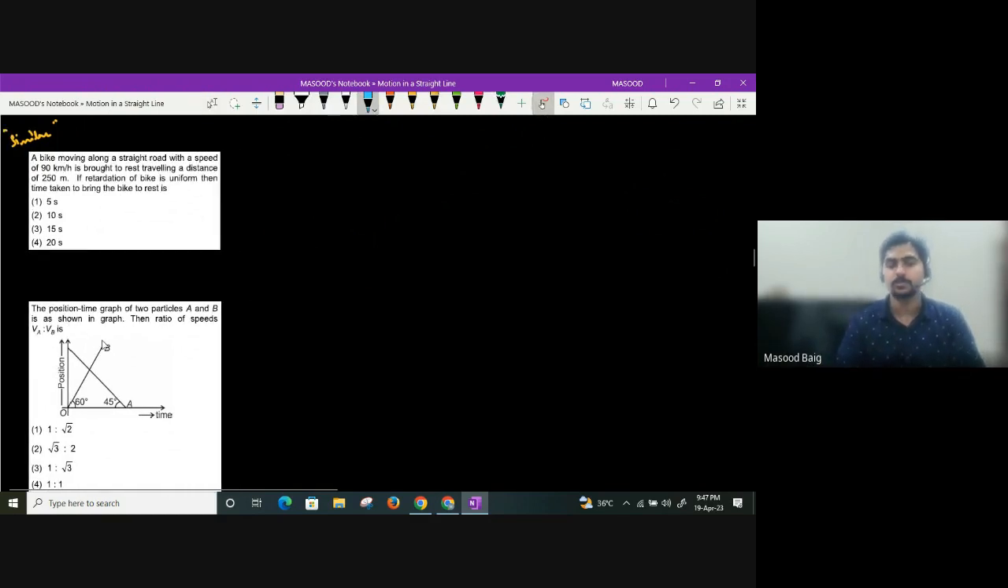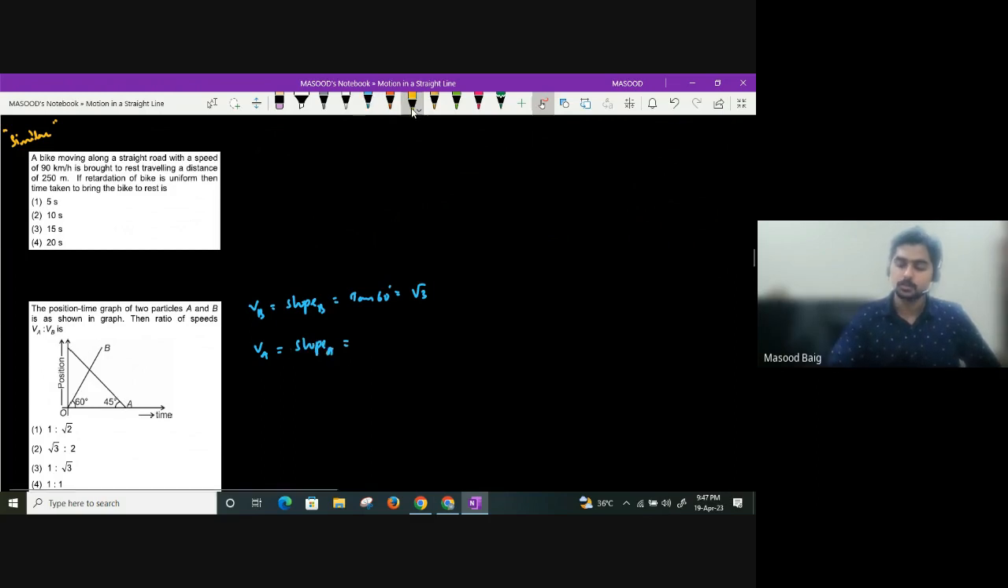A position-time graph is given. They are asking the ratio of speeds. For B, the position-time graph is given. How will you find the speed, beta? Slope again. So what would be the speed of B? It will be the slope of B. And how much is it? B is making an angle of 60 degrees, beta. We'll get tan 60 again, which is root 3.